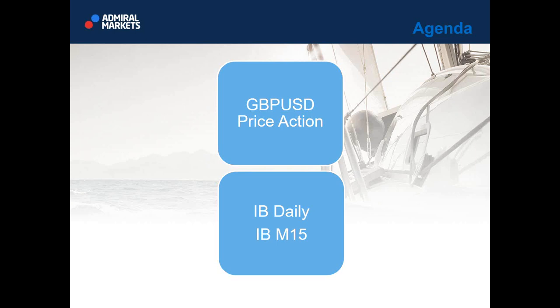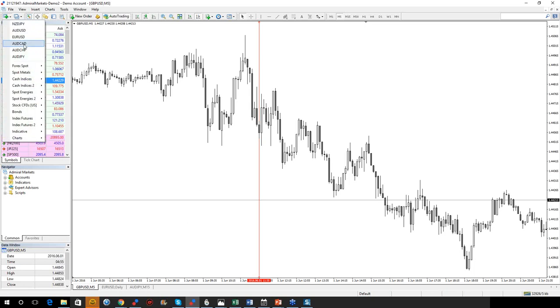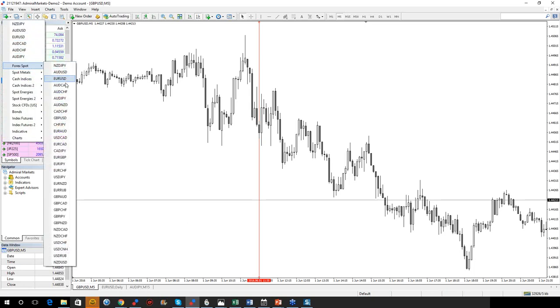So first I will open the Australian dollar chart. So okay, let's see Australian dollar. What was the time frame? 4 hour, right?